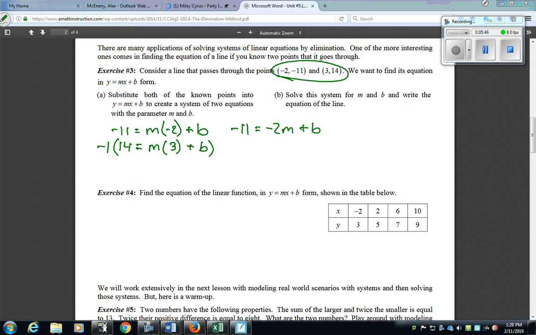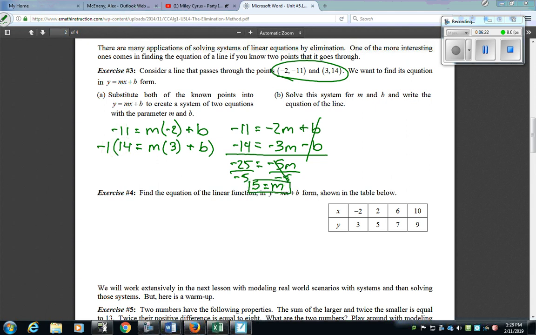And the bottom one I got negative 14 equals negative 3m minus b. So I can figure out now what m is going to end up being. I'll have negative 5m equals negative 25, and then I can divide by negative 5. That'll give me a value for m, which would be 5. So my slope of this line is 5. Again, if I wanted to find the slope, I could just as easily have done rate of change. This just gives us a different way of looking at it.